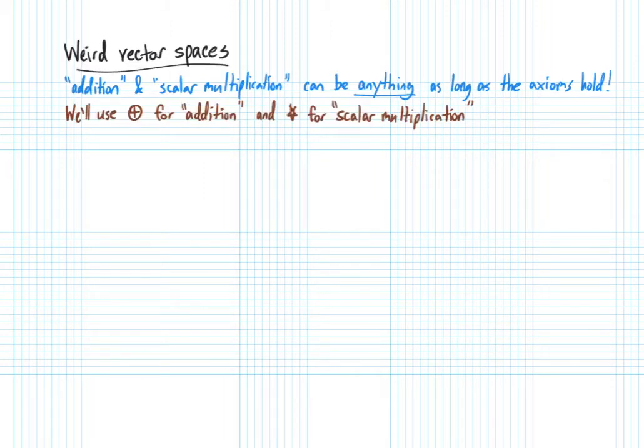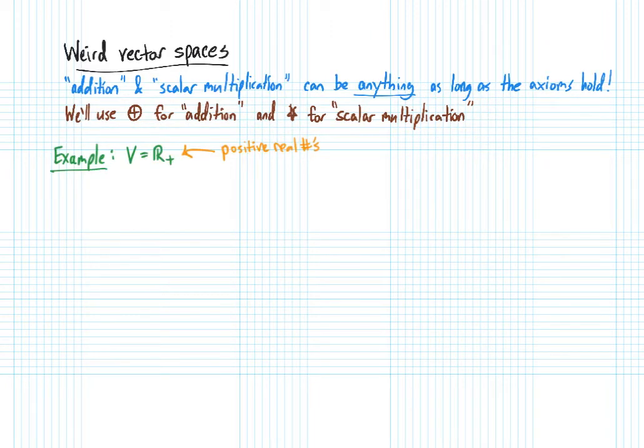So if you have some kind of weird addition and scalar multiplication rules, it's useful to use different symbols for them, just so you don't get confused with ordinary addition and multiplication. So when we're working with weird addition and scalar multiplication rules, we're going to use a plus sign with a circle for the addition and a star for the scalar multiplication.